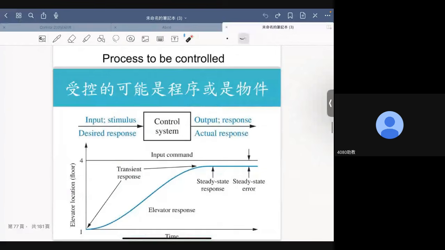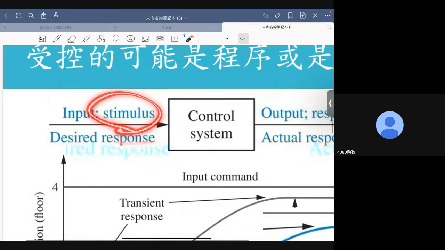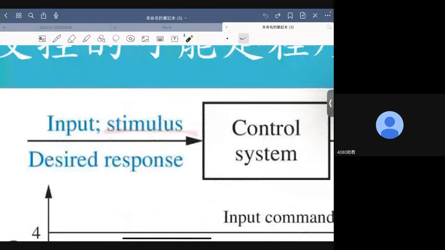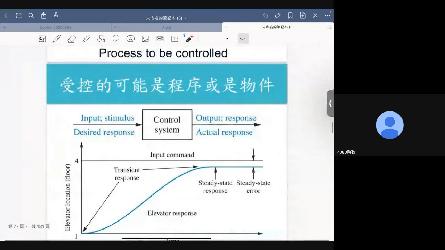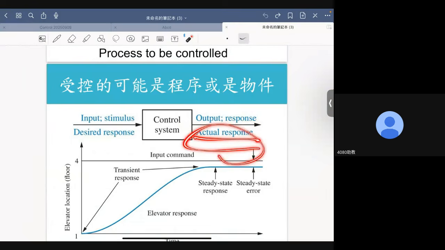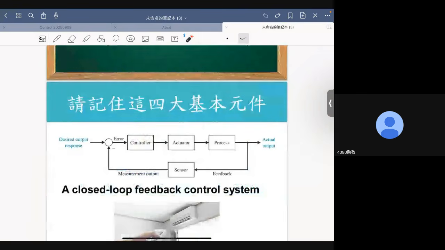Okay, all right. Now, remember the input for control system. Input sometimes is also called the stimulus, and typically it is a desired response, desired output. All right, and the output sometimes is also referred to as response, and it is the actual response of the system that you are trying to control. Okay, let me go back to this diagram, which is very important. Remember that I want you to learn this diagram by heart.